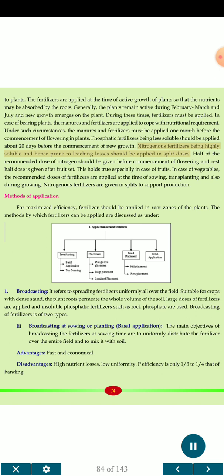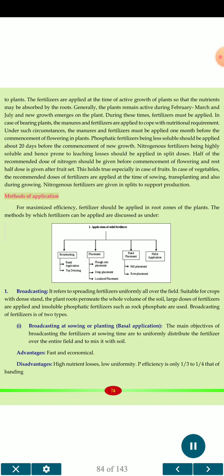Nitrogenous fertilizer being highly soluble and hence prone to leaching losses should be applied in split doses. Half of the recommended dose of nitrogen should be given before commencement of flowering and rest half dose is given after fruit set. This holds true especially in case of fruits. In case of vegetables, the recommended doses of fertilizer are applied at the time of sowing, transplanting and also during growing. Nitrogenous fertilizer are given in splits to support production.